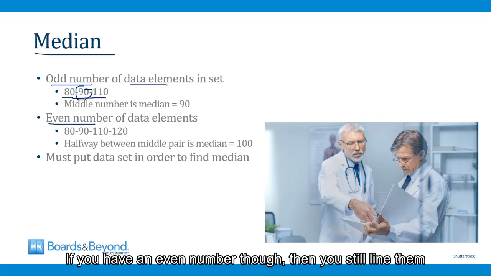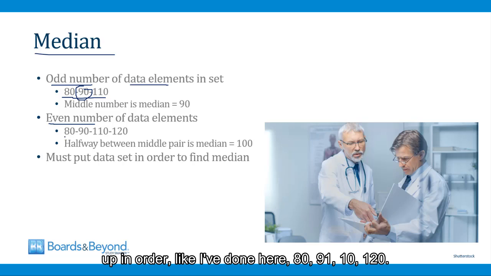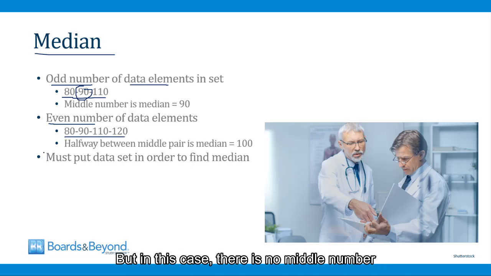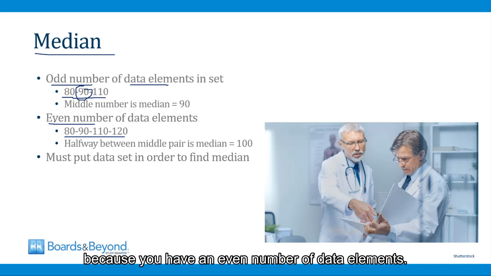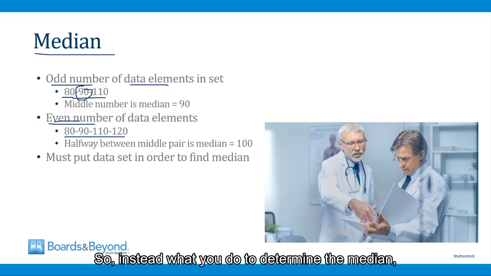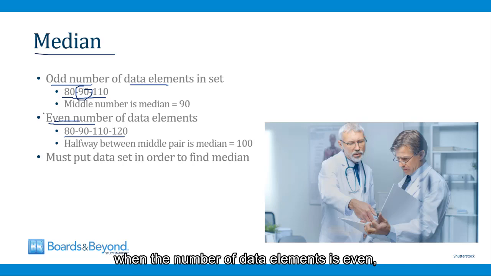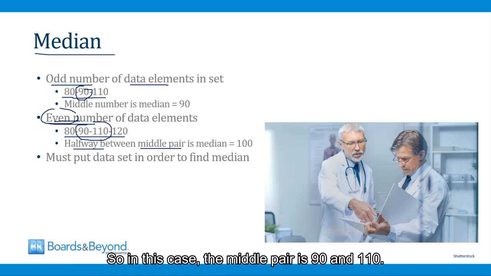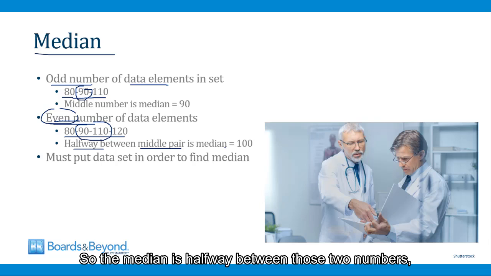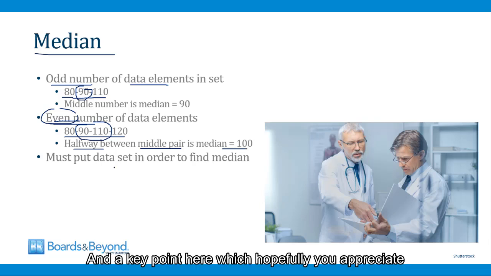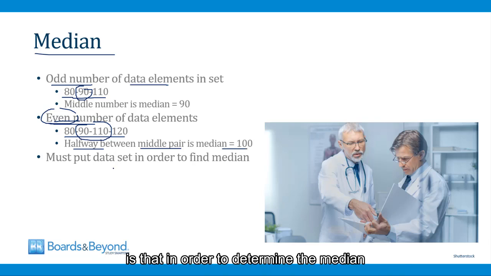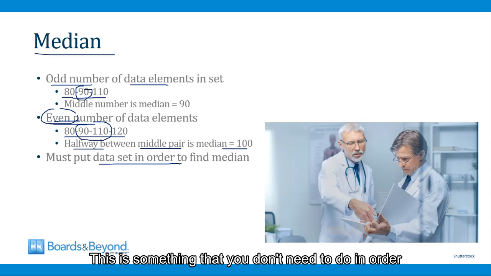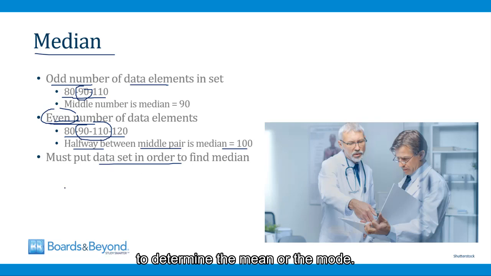If you have an even number, though, then you still line them up in order, like I've done here, 80, 90, 110, 120. But in this case, there is no middle number because you have an even number of data elements. So instead, what you do to determine the median when the number of data elements is even is you take the halfway point between the middle pair. So in this case, the middle pair is 90 and 110, so the median is halfway between those two numbers, which is 100. And a key point here, which hopefully you appreciate, is that in order to determine the median, you have to put the data set in order. This is something that you don't need to do in order to determine the mean or the mode.